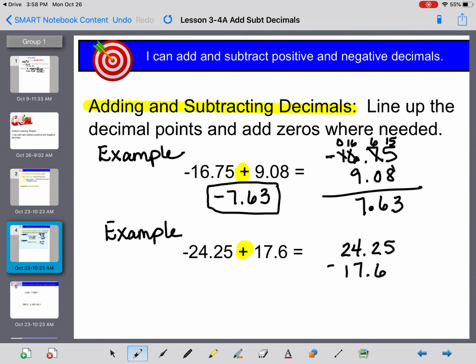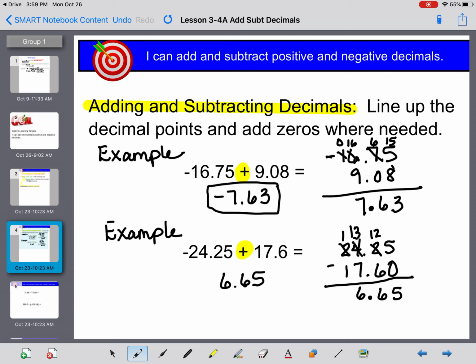top. In the second one, do you see I need to place a 0 as a placeholder? And my decimals are lined up. 5 minus 0 is 5. 2 minus 6, I can't do it. I need to borrow. 12 minus 6 is 6. 3 minus 7, I can't do it. I need to borrow. 13 minus 7 is 6. 1 minus 1 is 0. My answer is 6 and 65/100.